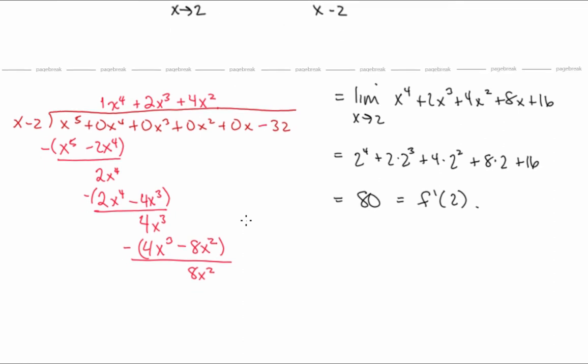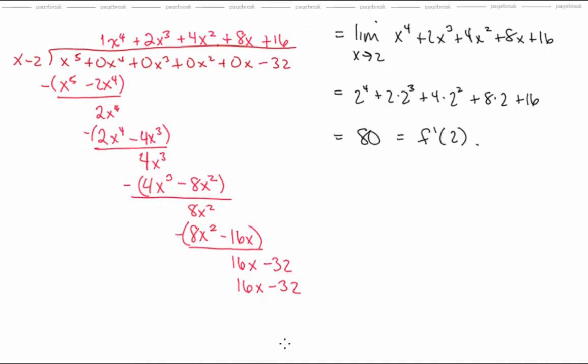We bring down nothing again in the x term, and how many times does x minus 2 go into 8x squared? We need to multiply by an 8x. 8x times x minus 2 is 8x squared minus 16x. So we subtract, and we get a positive 16x here. Now we can bring down our negative 32, and we have x minus 2 goes into 16x minus 32 16 times. So we have a positive 16 here. And this becomes 16x minus 32, and we subtract, and we get a 0.